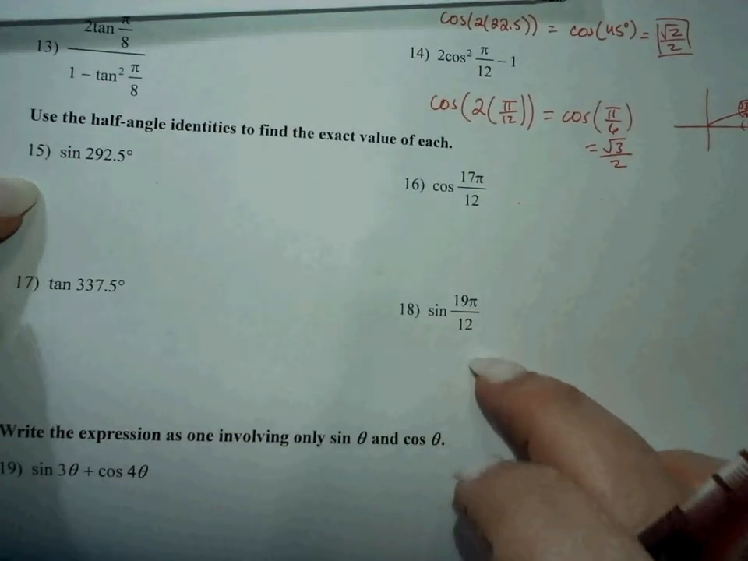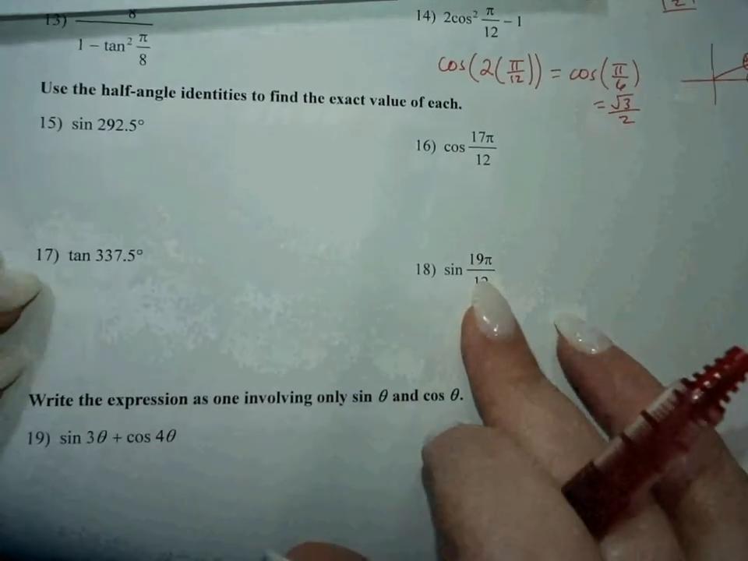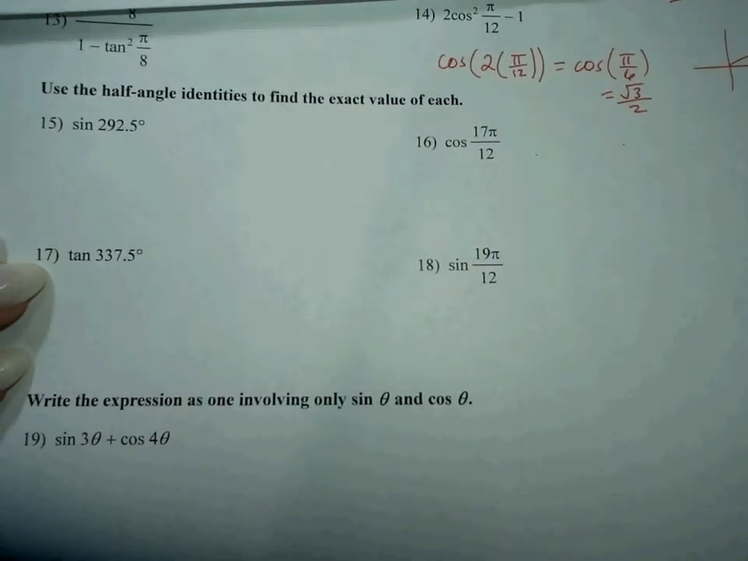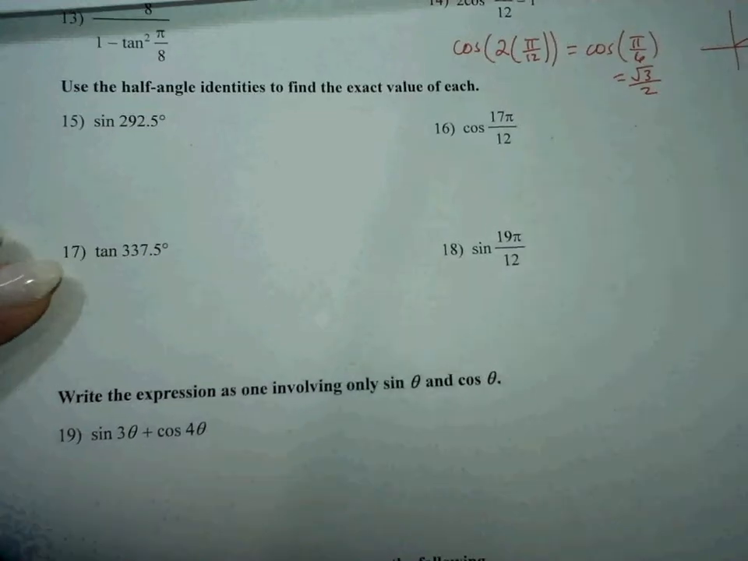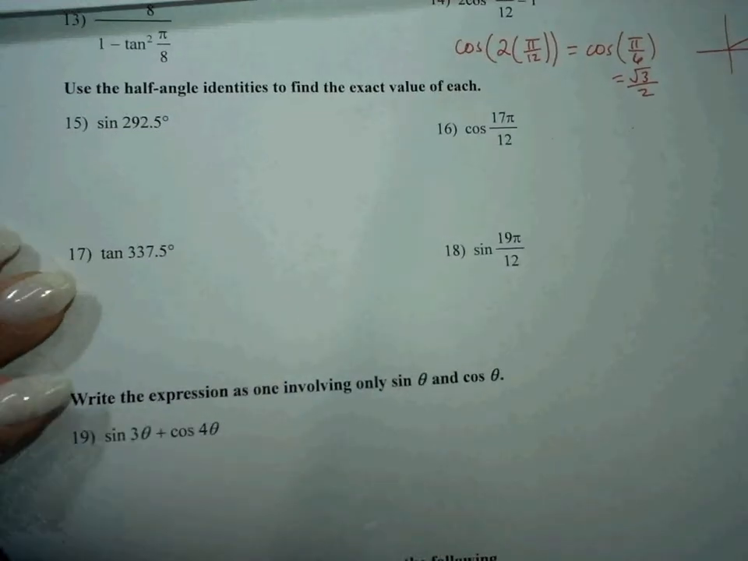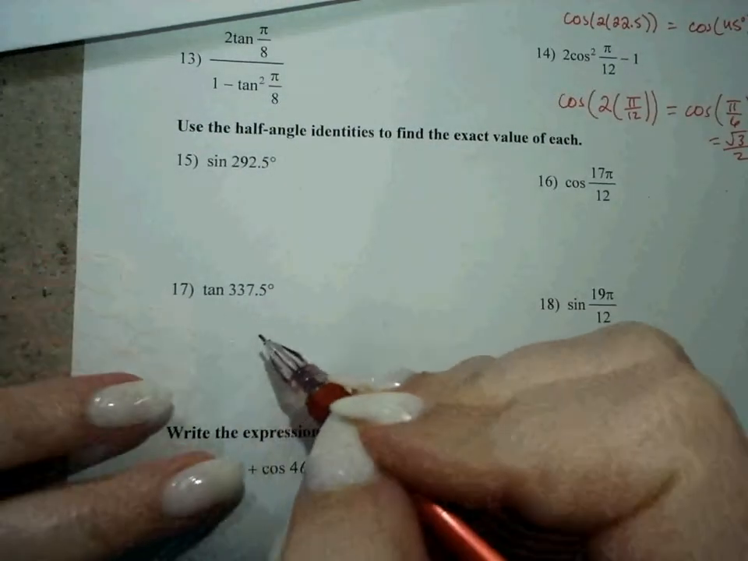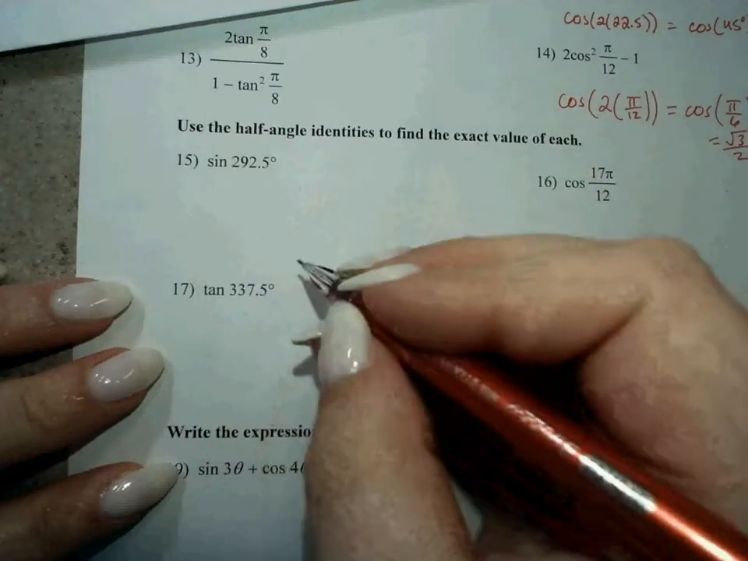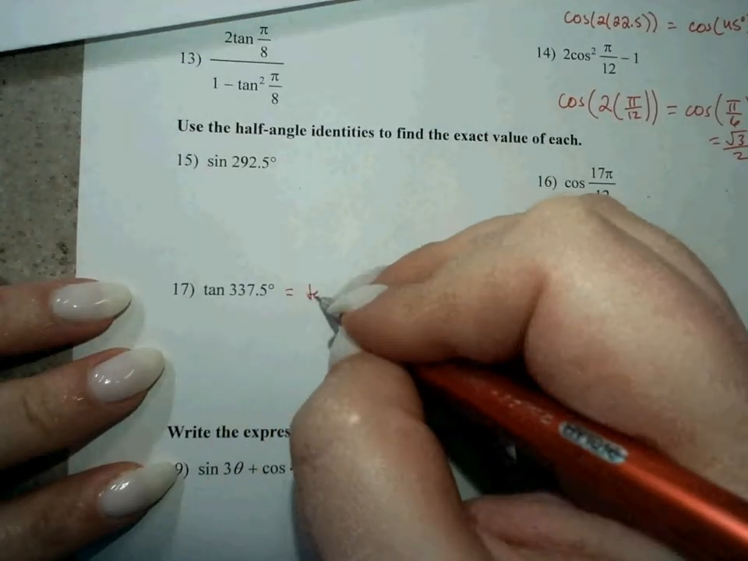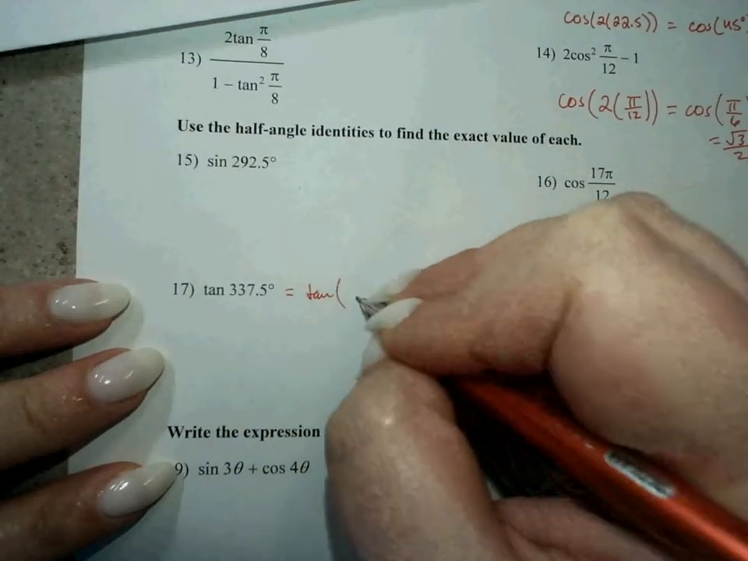Alright, I think I'm going to do number 15 and number 18. No, because they're both sine. I'll do number 17 and number 18. Number 17, use half-angle identities to find the exact value of each. So, tangent of 337.5 degrees.